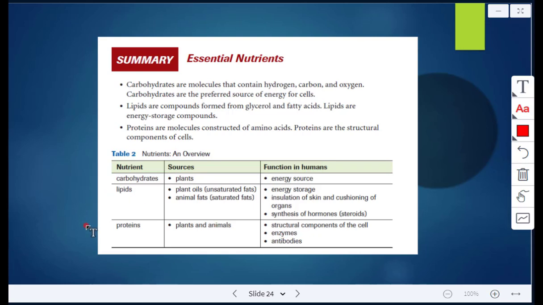And then proteins, what we just looked at, they're molecules, they're made up of amino acids, and they're the structural components of cells. So sources are from plants and animals. They are the structural components of the cell, make up enzymes as well as antibodies.